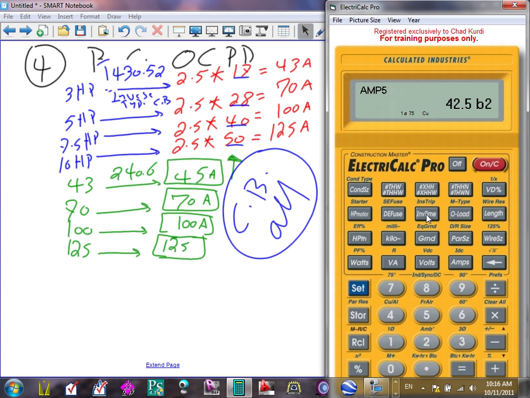If you hit it again, what horsepower are you on? 3. If you hit it again, it tells you, by the way, here's the multiplier that I used. If you hit it one more time, by the way, here's the table that we got this information from. Isn't that cool?